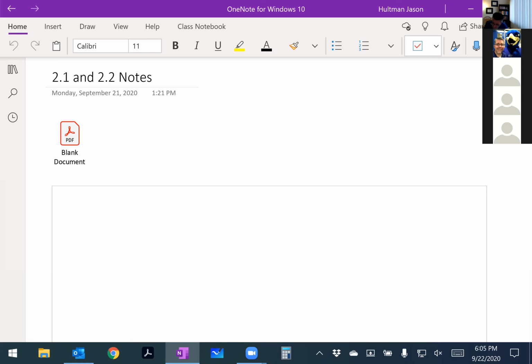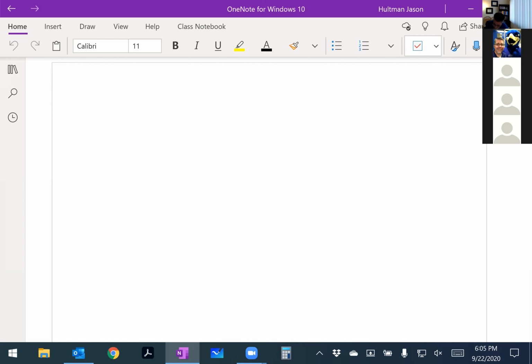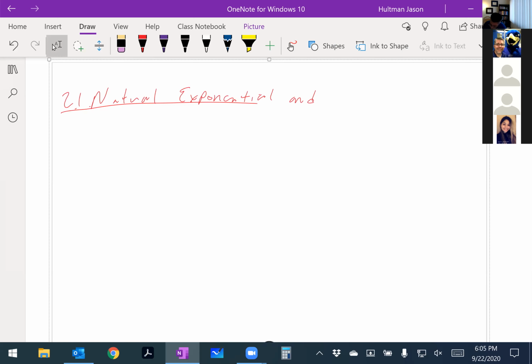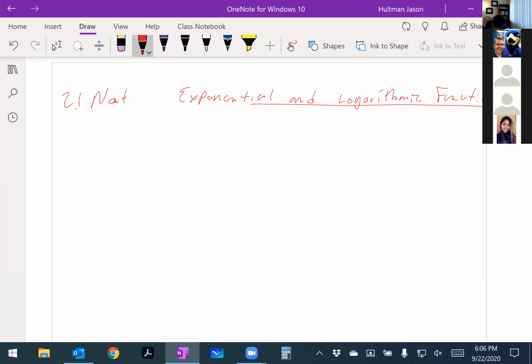Okay, 2.1 and 2.2. 2.1 is the natural exponential and logarithmic functions. A little bit different than the exponential and logarithmic functions that we've been talking about so far. This is the one that's called the natural, if I can spell it correctly. The natural exponential and logarithmic functions. So the emphasis is on the natural here.